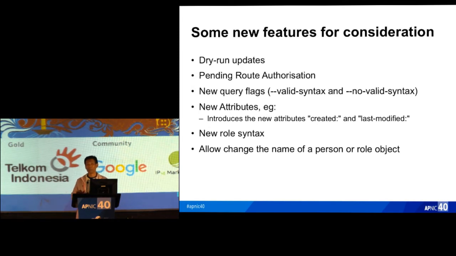And we normally use a test Whois. But with a test Whois, you don't have all the related objects. You need to build the objects into the test Whois. It's a bit different from the real Whois. But with the dry run, you can actually test against the production Whois.